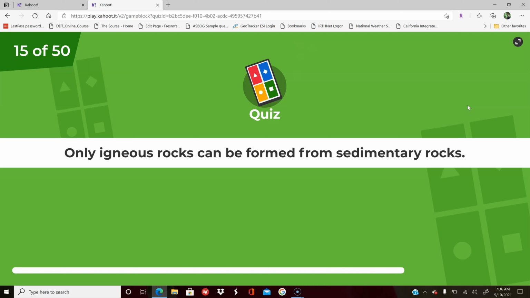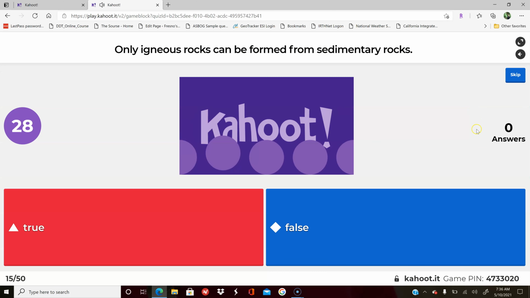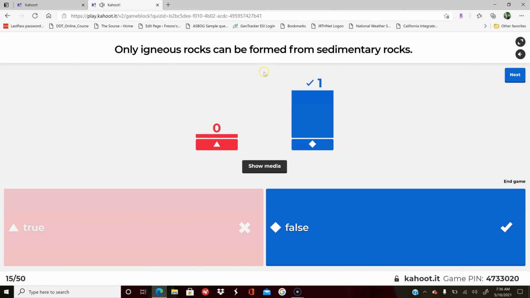Only igneous rocks can be formed from sedimentary rocks. So there's a lot of qualifiers here. When we say only, we're implying that only these two rocks are related. But we know that the rock cycle is a circular cycle, right? It can go in any direction. We can take a sedimentary rock and make it metamorphic. A metamorphic rock can become sedimentary. A sedimentary rock can become another sedimentary rock. Okay, so by saying only igneous rocks can be formed from sedimentary rocks, that is incorrect.